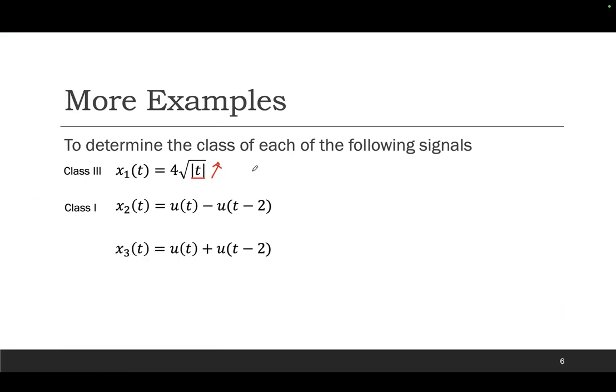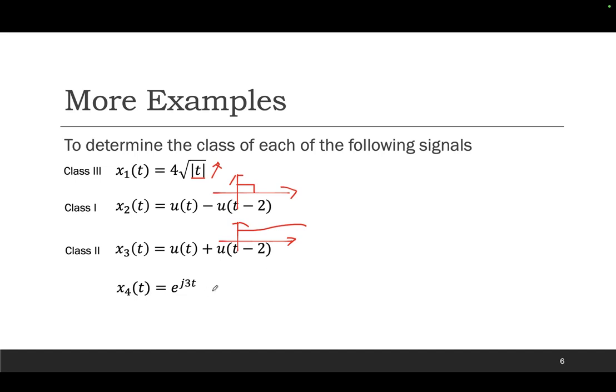And how about this one? This one will look like this, and this one looks like this. It will always equal a constant value like that. It will be class two.